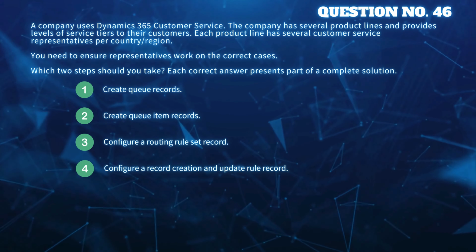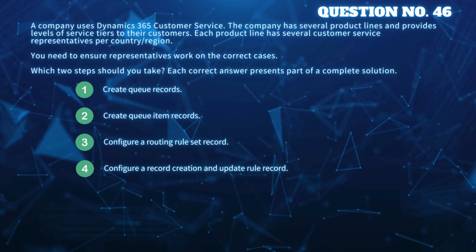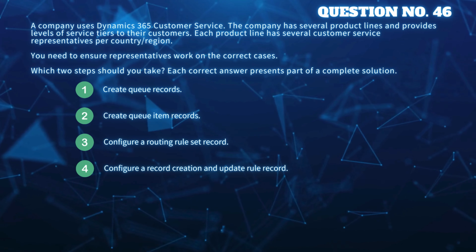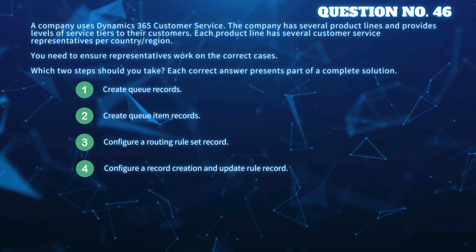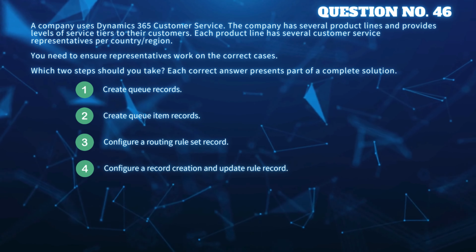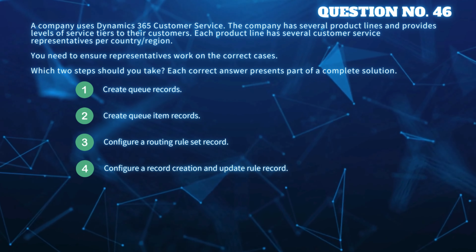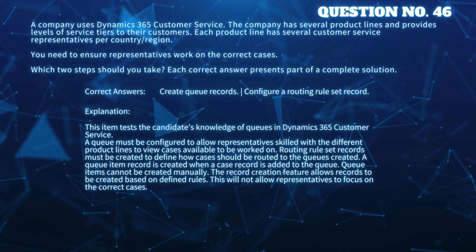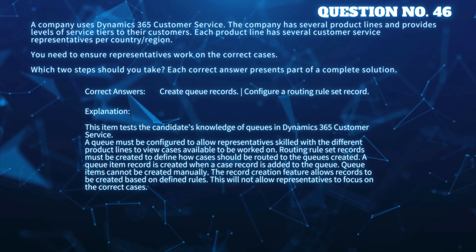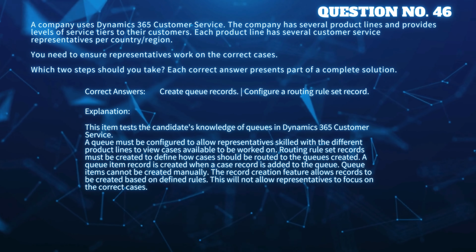Option 1: create queue records. Option 2: create queue item records. Option 3: configure a routing rule set record. Option 4: configure a record creation and update rule record. Correct answers: create queue records. Configure a routing rule set record.